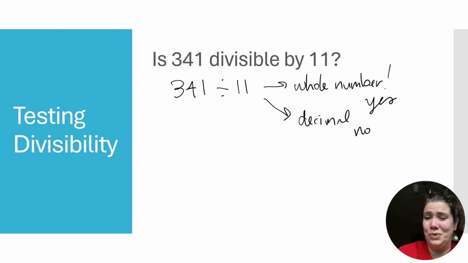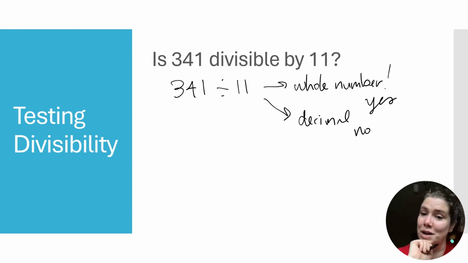11 does go into it. 11 goes into every number some amount of times. But when we're talking about divisibility, we're talking about whether it goes in an even number of times. We don't have any leftover bits. So the easiest way is the calculator, but obviously we're going to do the hard way.